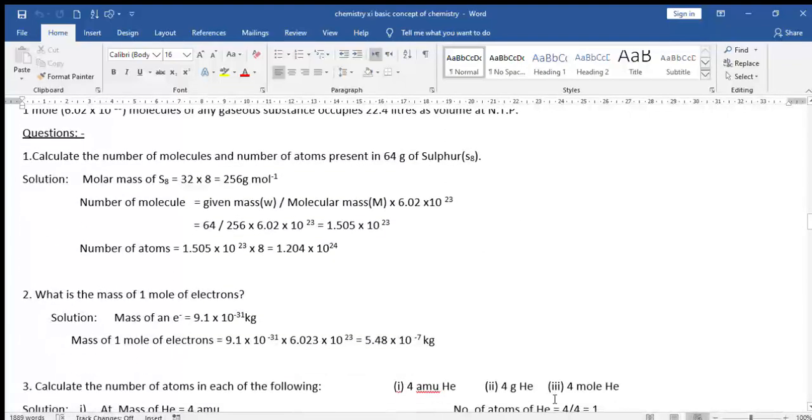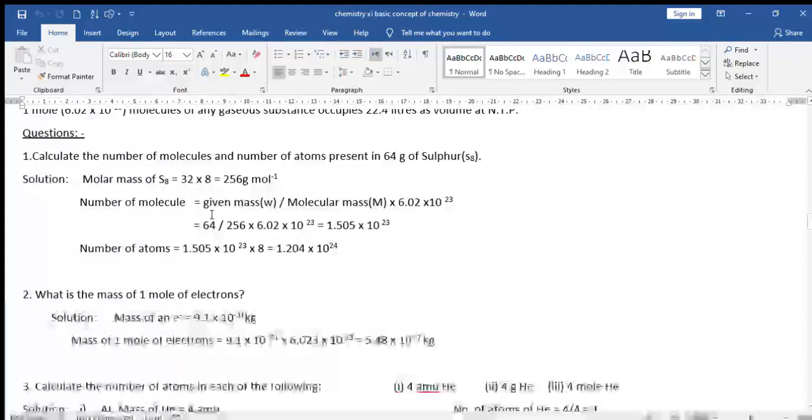Here are some questions for you. First, calculate the number of molecules and number of atoms present in 64 gram of sulfur. Molecular mass of sulfur is 32 into 8, as 1 molecule of sulfur contains 8 atoms. We get 256 gram per mole.